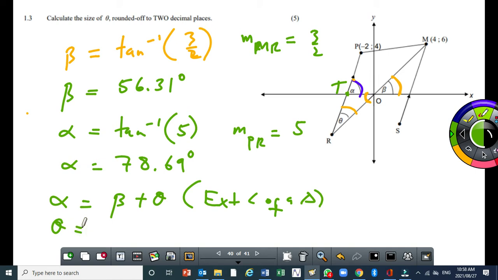Now be aware that if I want to calculate theta, it means theta is going to be alpha minus beta, so that will be 78,69 minus 56,31. This will be equal to 22,38. Is there anyone who is asking why is it not a minus? No, please, it's a very important question. I need to answer that.